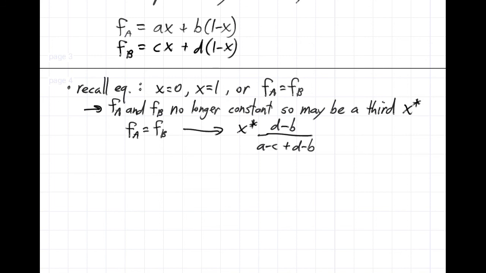Oops. That's X star equals that. Now, look at that equation closely. Have you seen this somewhere before? In particular, I'll give you a hint. Look back to your mixed Nash equilibria lecture. What do you see there?